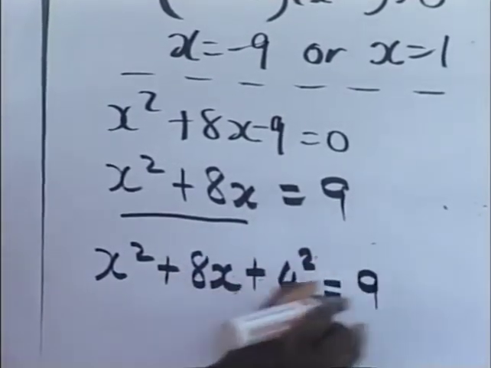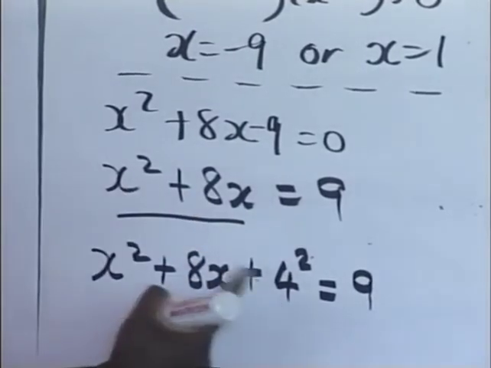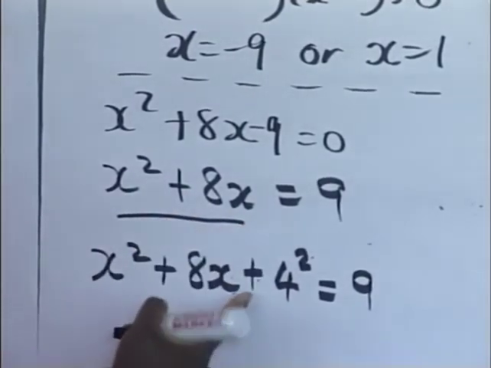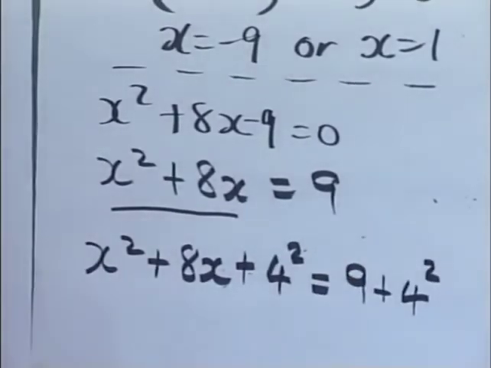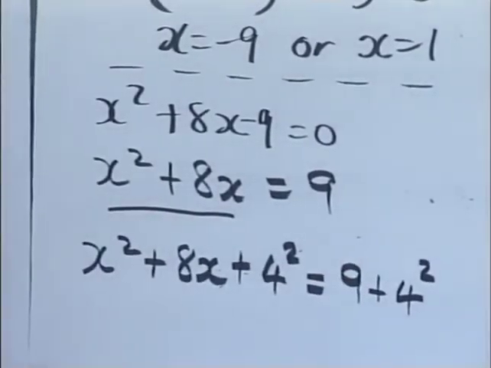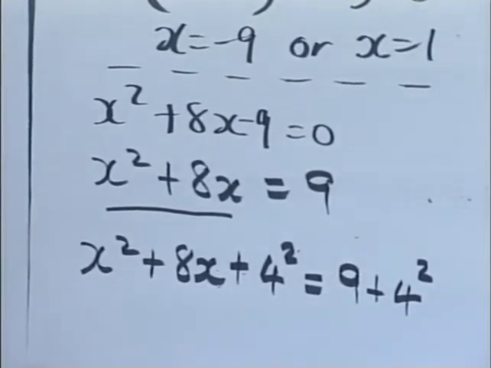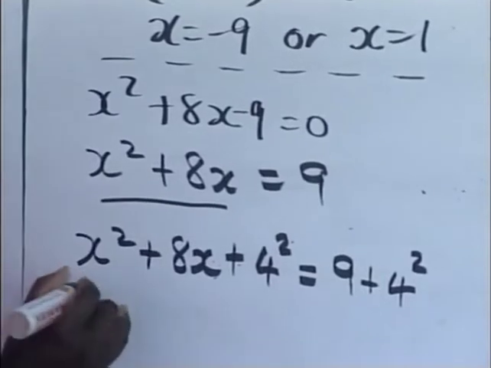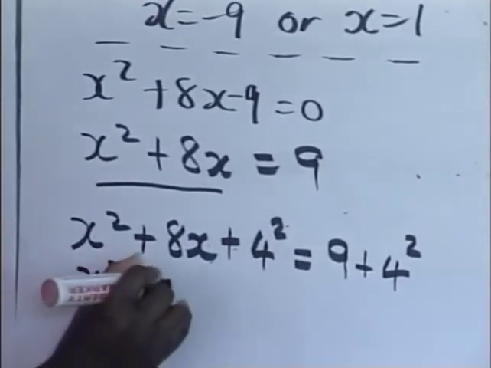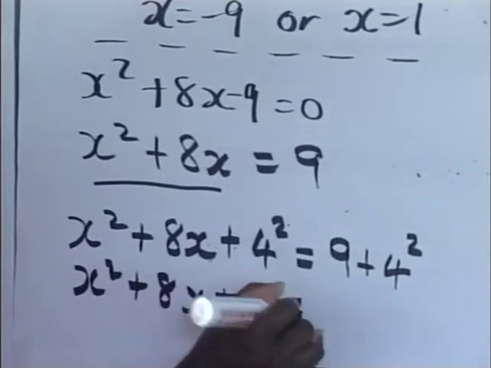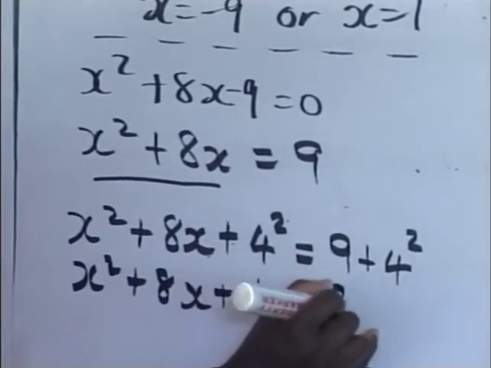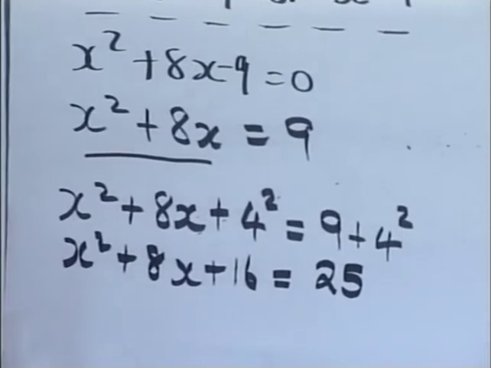So if I get half of 8, which is 4, and then I square it, I add it on this side, I also have to add it on the other side. I have to make the equation the same. The left-hand side must always be equal to the right-hand side. And then this is going to be x squared plus 8x plus 16 equals 9 plus 16, which is 25.